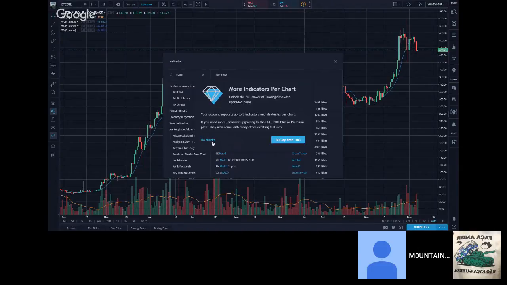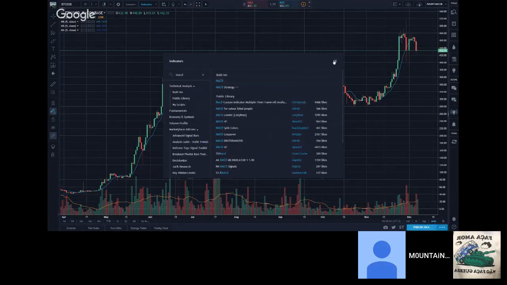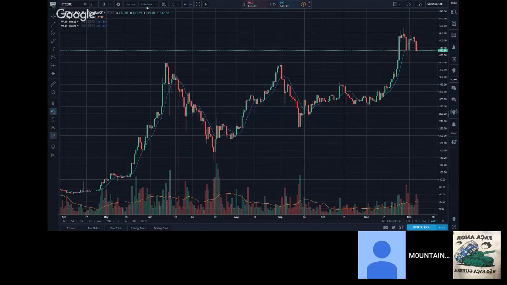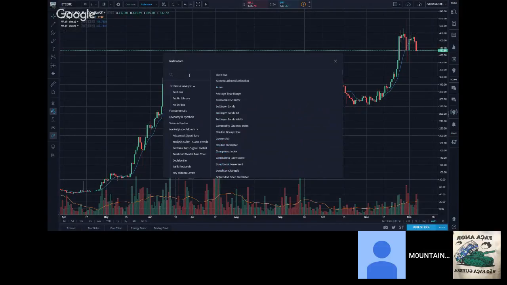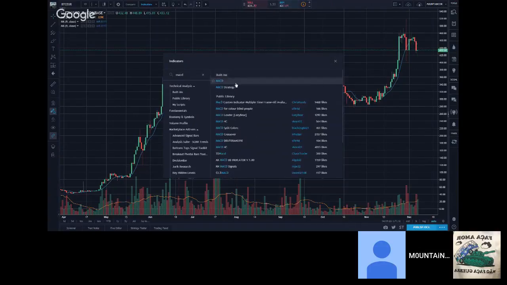Uh-oh. This is the free version of TradingView, so it's going to say I can only do 3 indicators. So I'm going to have to take one of my moving averages off, which is fine. And I'm going to come up here and type in MACD. Again, I get MACD.